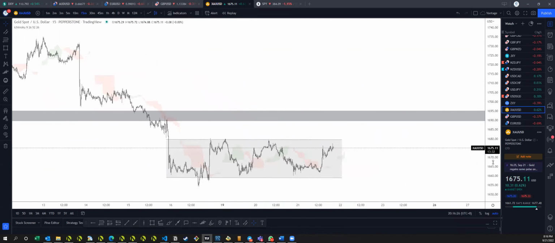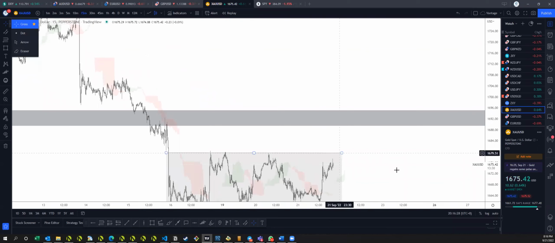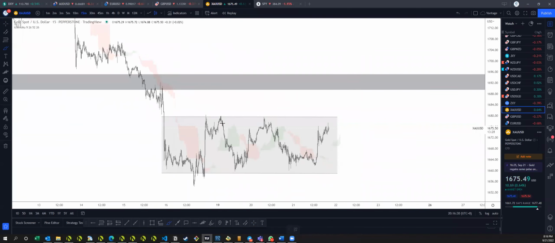Okay, so this level has been tested multiple times, right? We have seen it being tested 3 times, and now it's the 4th time. So can we actually sell here?